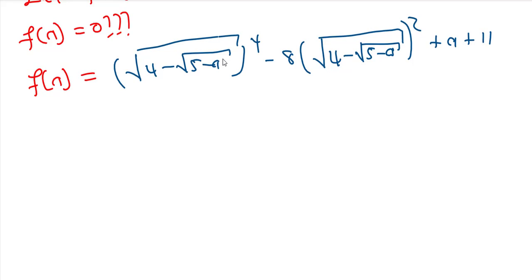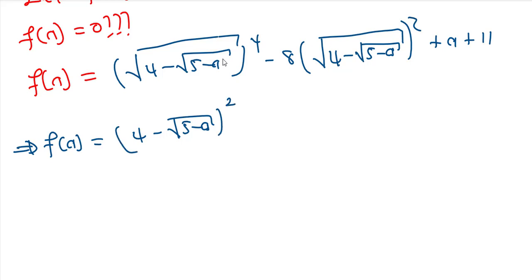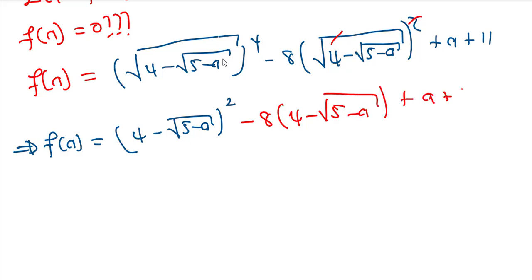So this means that f of a will be equal to 4 minus the square root of 5 minus a, all of that squared. Since the 4th root, this to the power half, the 4th root times half will give me 2. So it means it will be squared here. So here the square root we cancel off with the square. So you'll be left with 8 into 4 minus the square root of 5 minus a, then plus a plus 11.